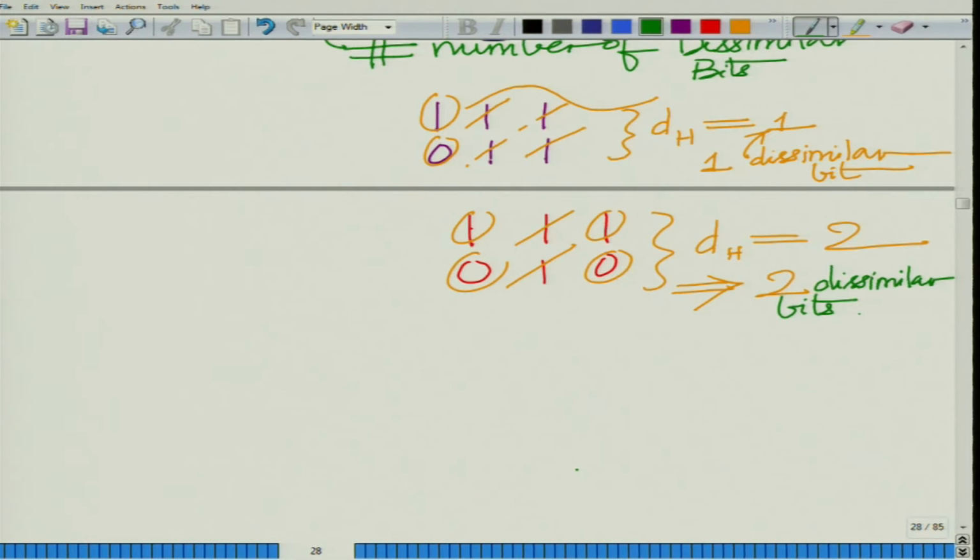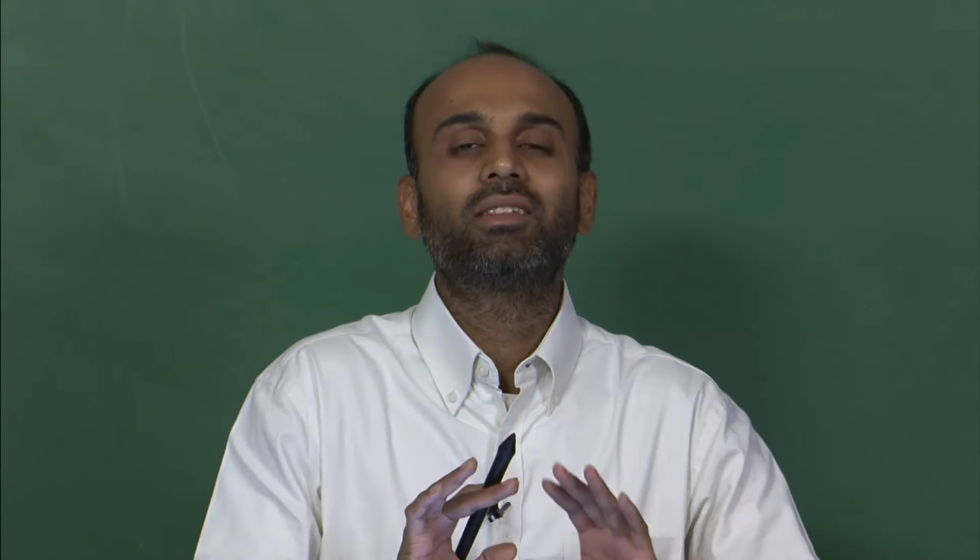Okay, so the Hamming distance. What this says is, in terms of the Hamming distance, if there are 2 bits in error or the Hamming distance is 2, then you can detect it but not correct it. If there is 1 dissimilar bit, then you can both detect it as well as correct it.